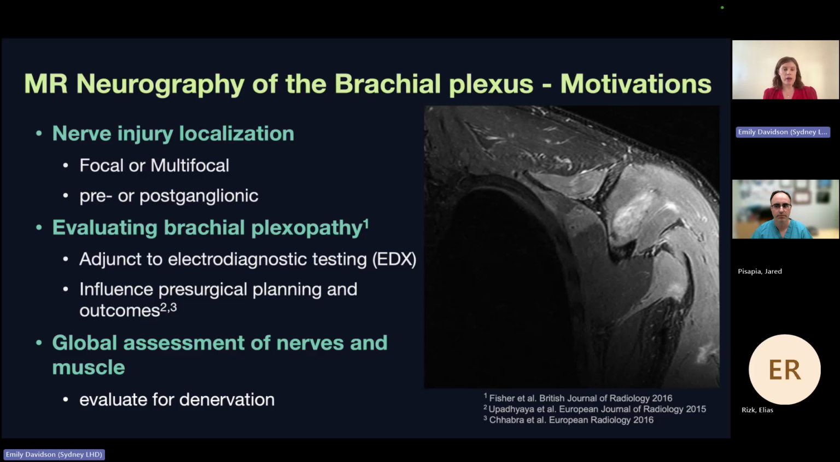We can evaluate for a pre or postganglionic injury in the setting of brachial plexus, and we can evaluate a brachial plexopathy. So if there's a lesion, we can use it as an adjunct to electrodiagnostic testing, but we can also use MR neurography to influence surgical planning, whether it's a pre-surgical assessment or to monitor for post-surgical outcomes. The advantage of doing MR neurography as opposed to, say, ultrasound is that we can get a really good global assessment of the nerves as well as the muscles, and particularly deeper muscles around the shoulder girdle. And this can be helpful for looking for patterns of denervation and the extent of nerve pathology.